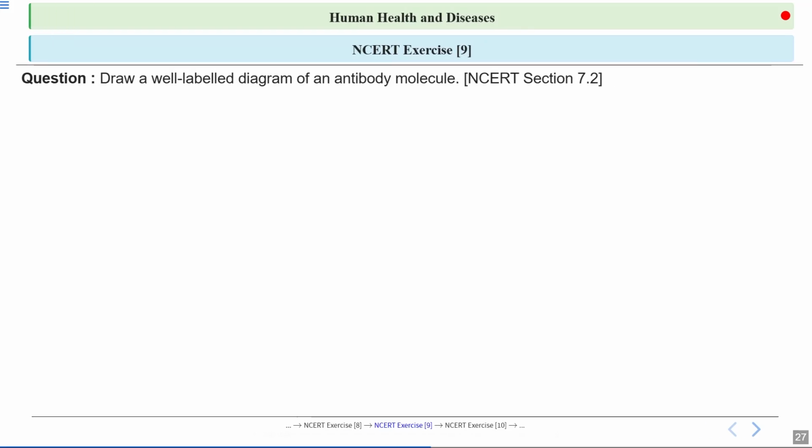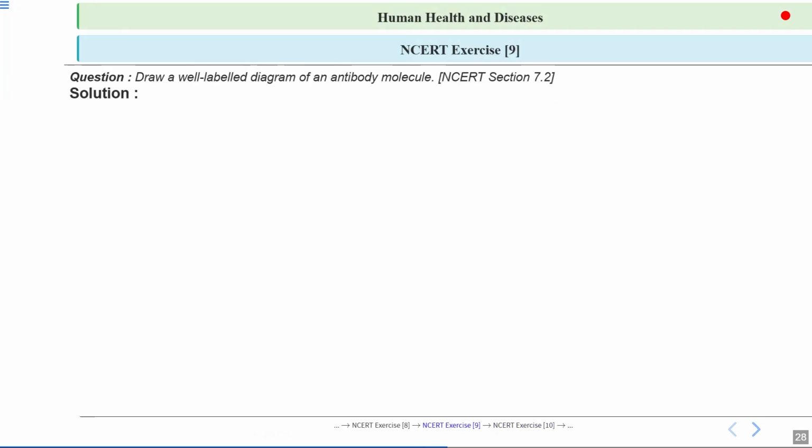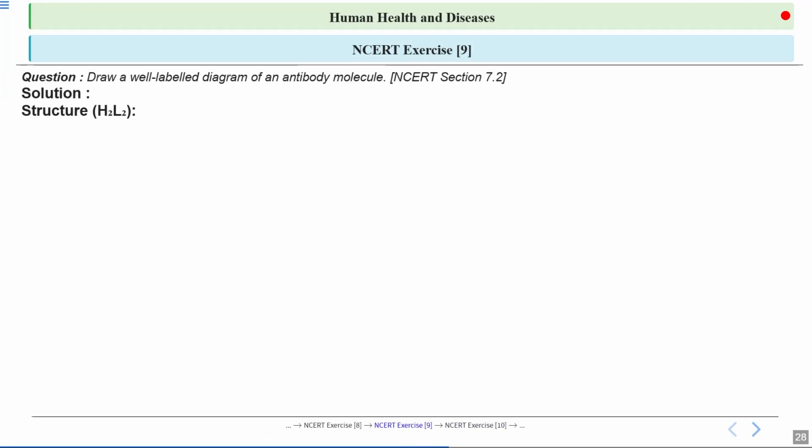Moving on to the next question. The next question is: draw a well-labeled diagram of an antibody molecule. So let's have a look at the answer. Antibodies can be represented as H2L2. This notation tells us that an antibody is made up of 2 heavy chains and 2 light chains. An antibody molecule has 4 polypeptide chains.